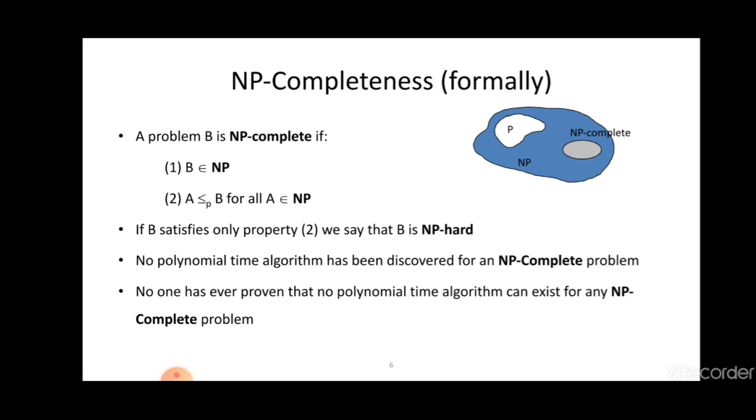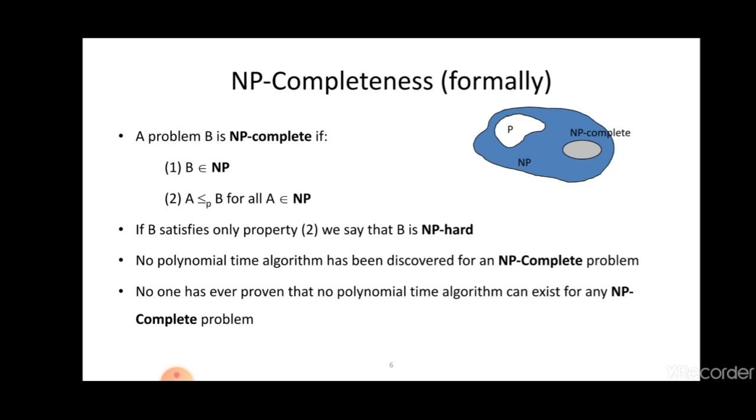The second property is for all problems capital A which also belong to NP. Here A less than or equal to B means the problem A can be smaller or easier than the other problem capital B. So for all the problems capital A, which also belong to NP, that is non-deterministic polynomial time. So these are the two properties. If a given problem satisfies the two properties, then that particular problem B is said to be NP complete. So what is NP hard?